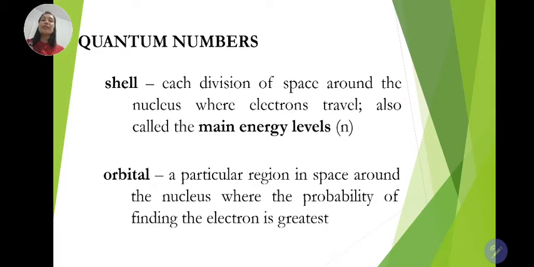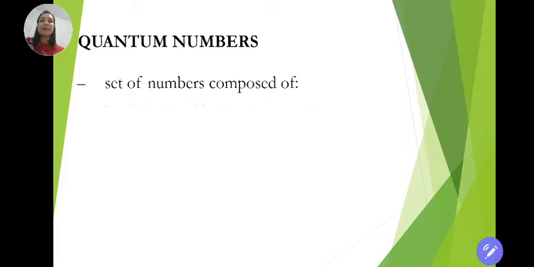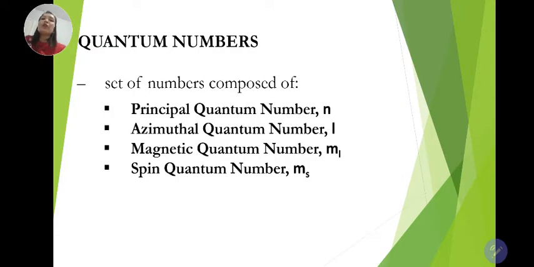An orbital is a particular region in space around the nucleus where the probability of finding the electron is greatest. We have the quantum numbers. These are a set of numbers composed of the principal quantum number, designated as n, the azimuthal quantum number as L, the magnetic quantum number as M sub L, and the spin quantum number designated as M sub S.